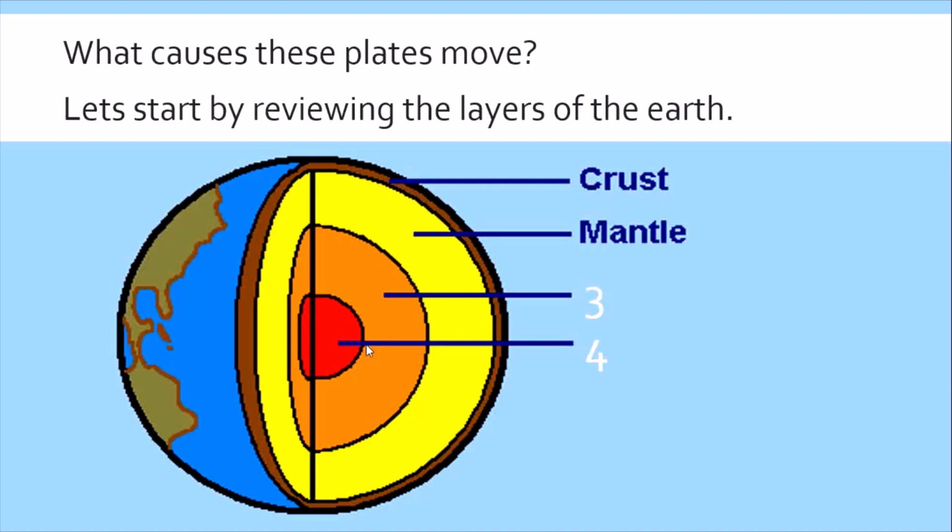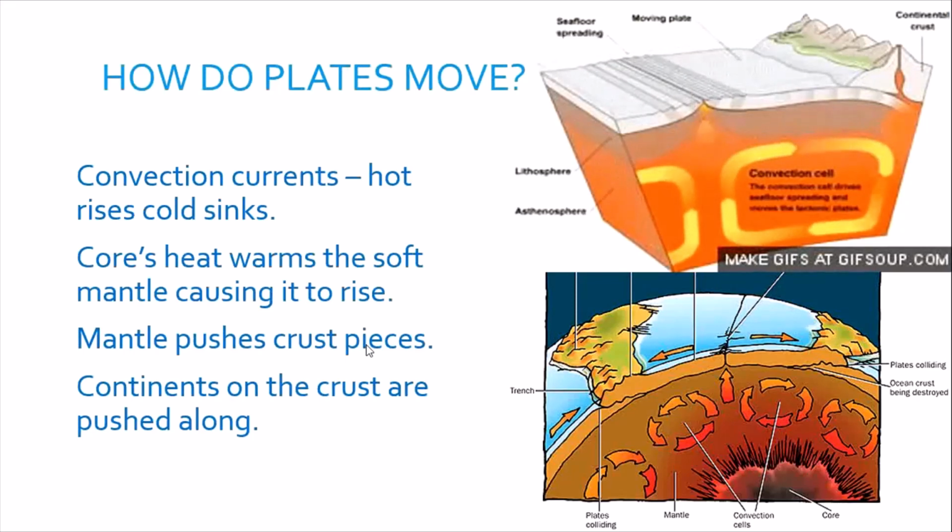It's the mantle. Our third layer, outer core. And our fourth layer is the inner core. Hopefully you got all of those. So it's important to know the different layers of Earth as we start to talk about how the plates move.